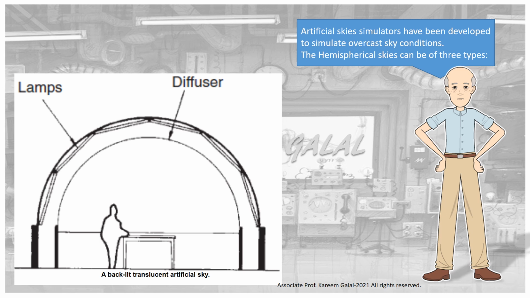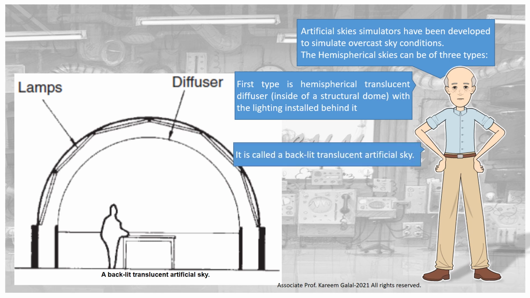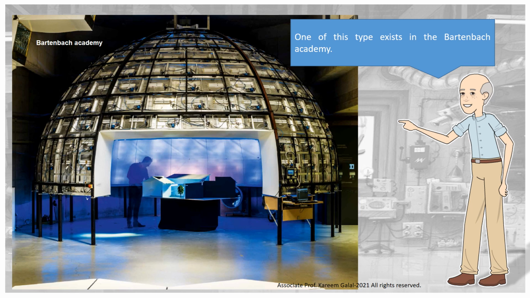The hemispherical skies can be of three types. First type is a hemispherical translucent diffuser, inside of a structural dome, with the lighting installed behind it. It is called a backlit translucent artificial sky. One of this type exists in the Bartenbach Academy.